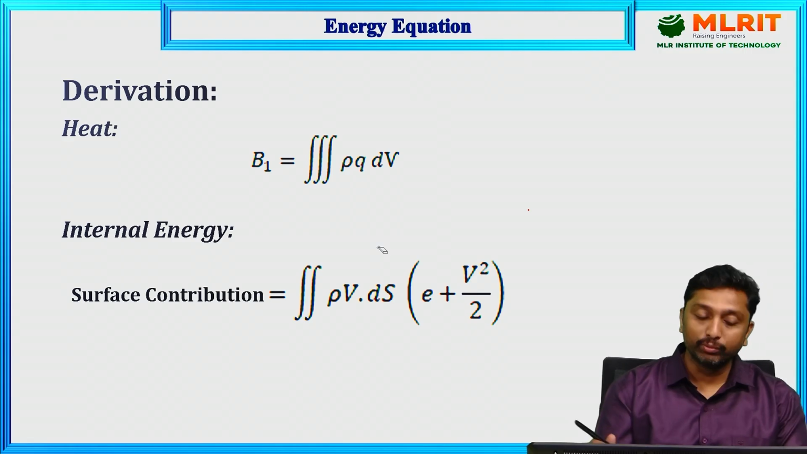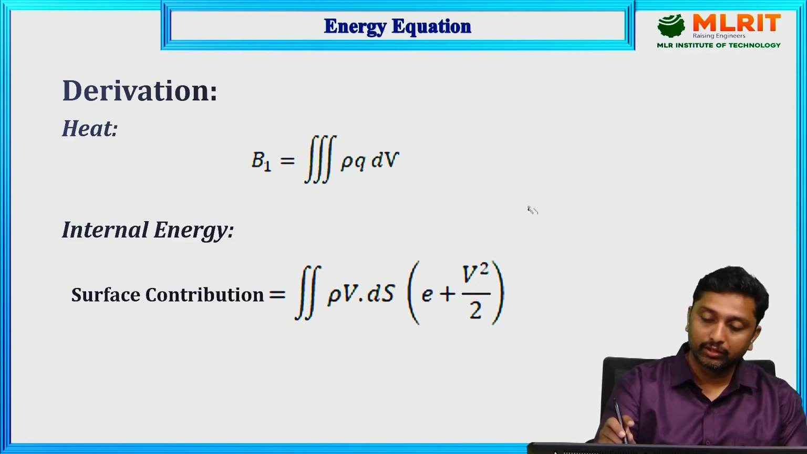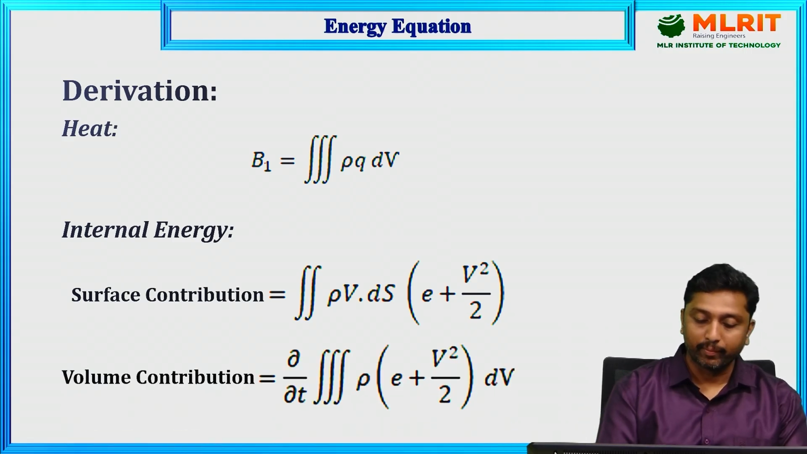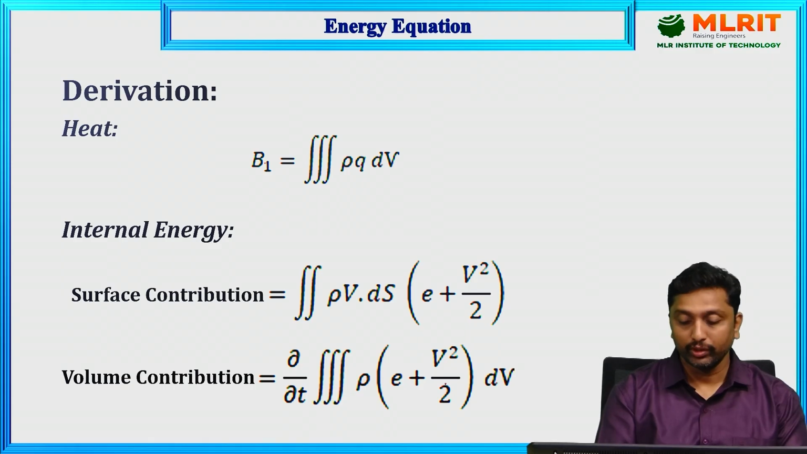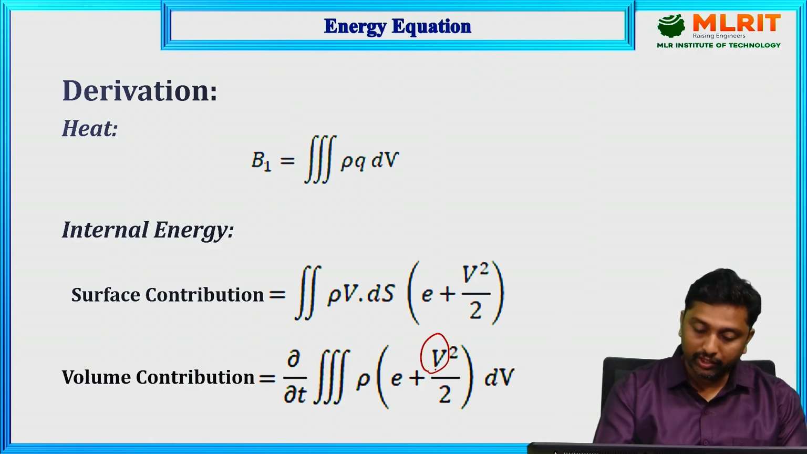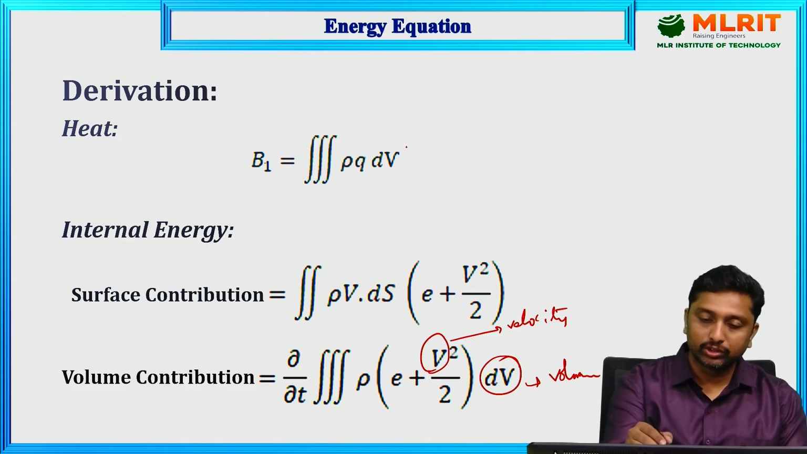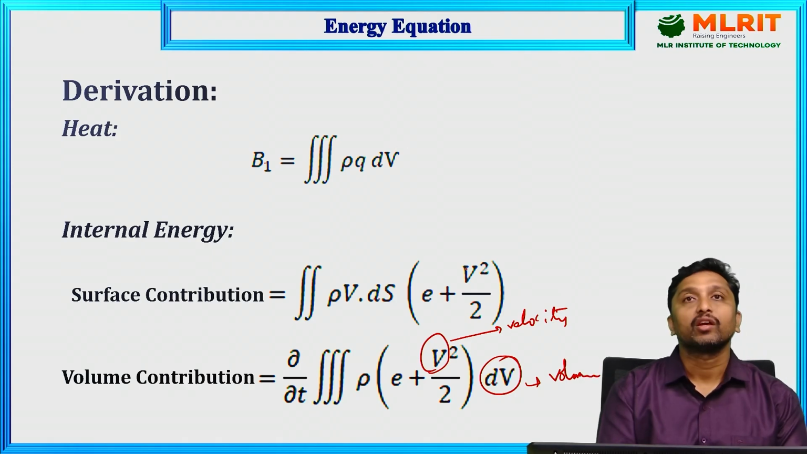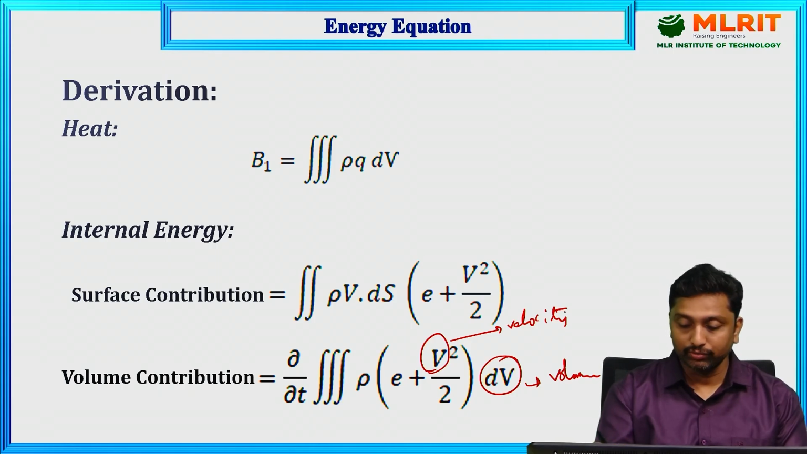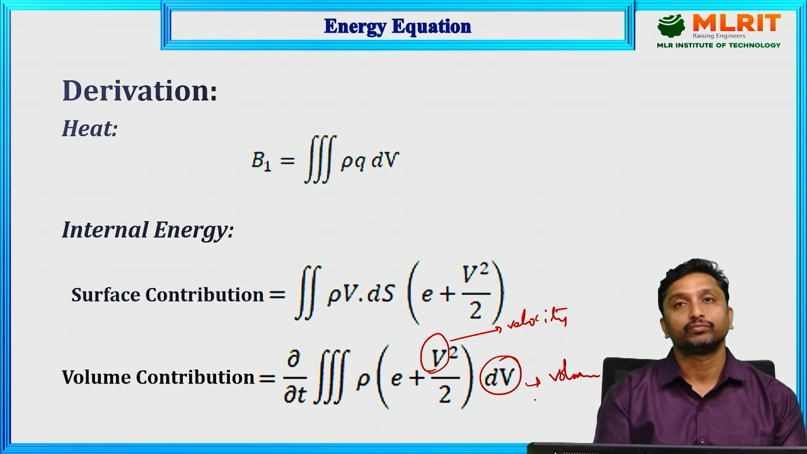Similarly, the volumetric contribution can be written as dou by dou t of rho into E plus V square by 2 into dV. Here this V corresponds to velocity of the fluid and this corresponds to volume. So these are two different types of V's which we come across in this derivation. One is velocity, the other one is volume.